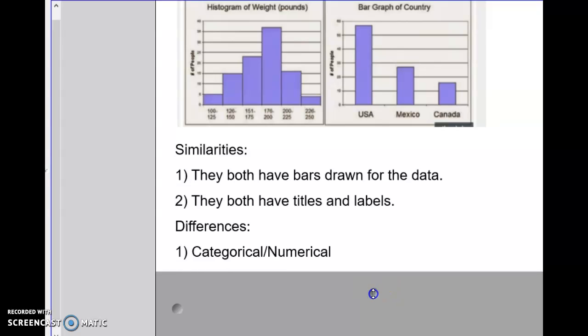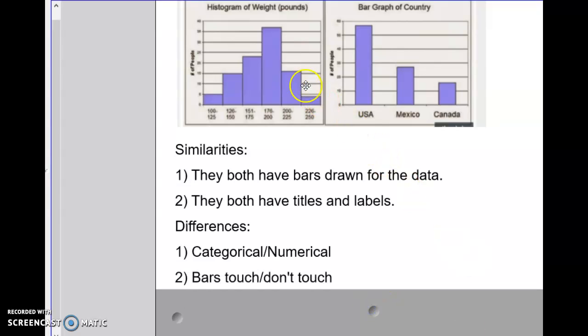Okay, another difference is that on the histogram on the left, you'll notice that the bars touch, and on the bar graph on the right, the bars do not touch. Several of you mentioned in your differences that you noticed that the bars touch on one but not on the other. Now, in a histogram, the bars must touch each other. The only time that you would have a gap in a bar is if your frequency was 0 for that particular number. And the reason the bars touch, let's look at the histogram of weights.